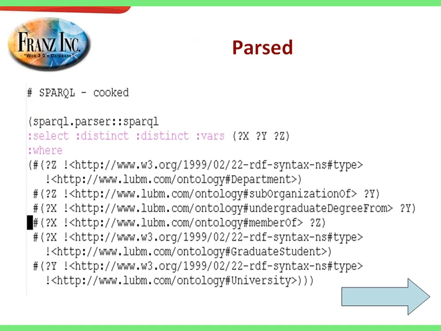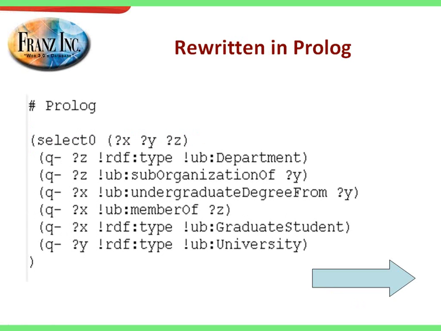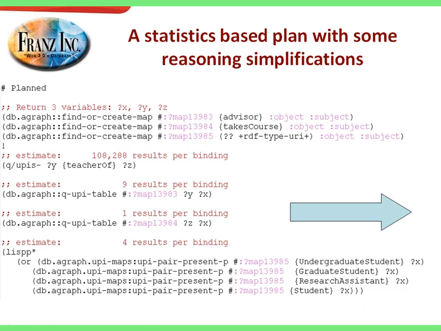And we take the SPARQL, we parse it into Lisp. Now it looks like this, and then it's just a little step to rewrite this in Prolog. And then we give you this. Well, this is the Prolog, and then this is the thing that we're going to optimize.